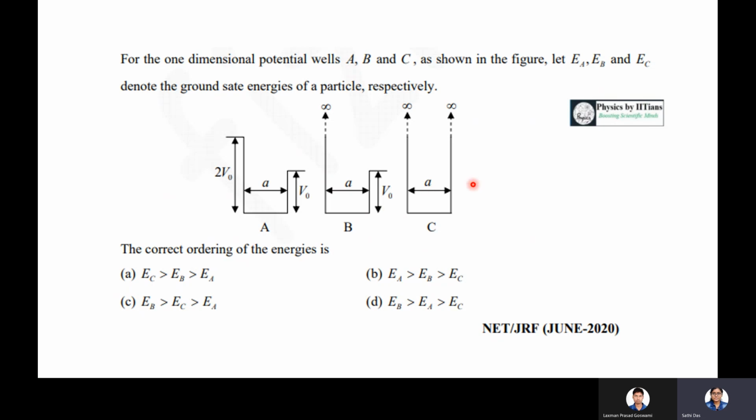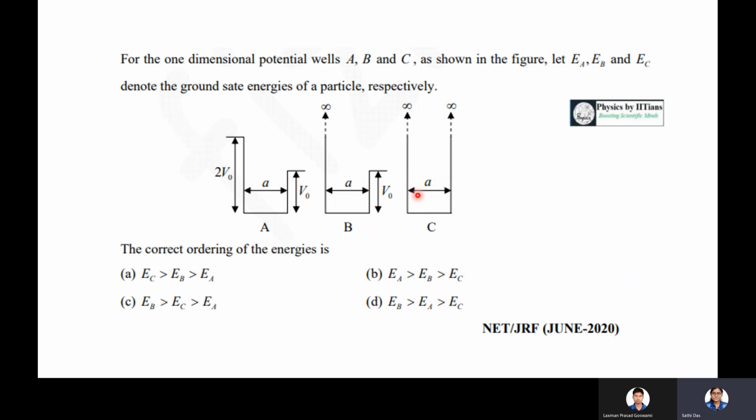So in this case, this V naught minus E is minimum, because here V is 0, but here there is one V naught, and here there is an infinite potential, and in both the other cases there is a V naught and a 2 V naught. So ideally you understand that the correct ordering of energy should be that EC is greater than EB and EB is greater than EA.